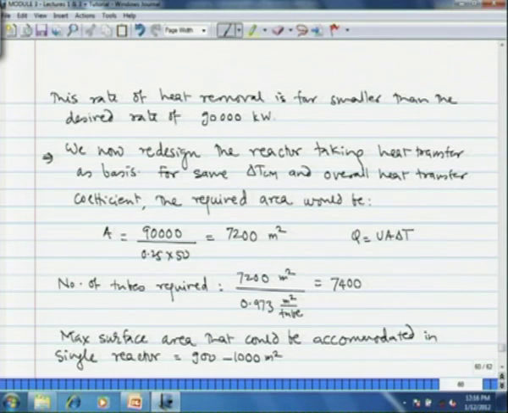Now, with the area of one tube as 0.973 meter square per tube, we keep the dimensions of the tube constant because those have been chosen on the basis of hydrodynamics. So, the total number of tubes that will be required will be 7,400.